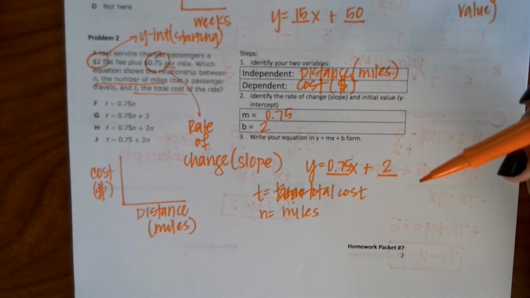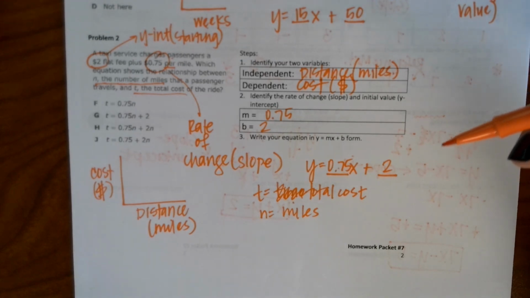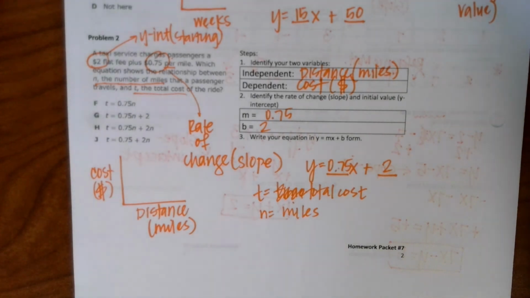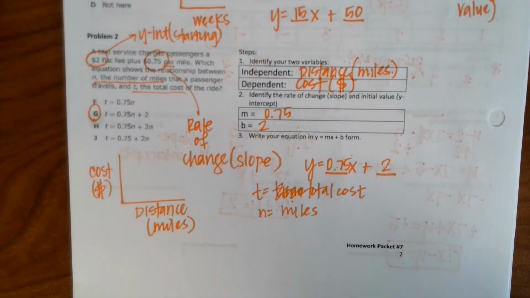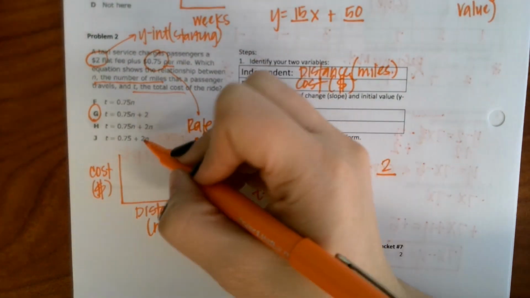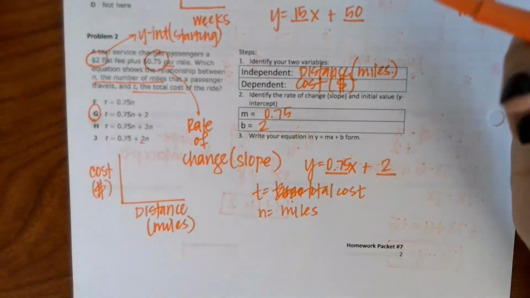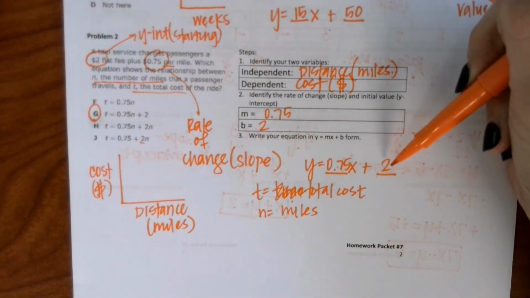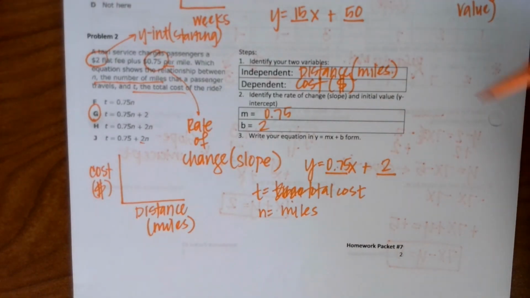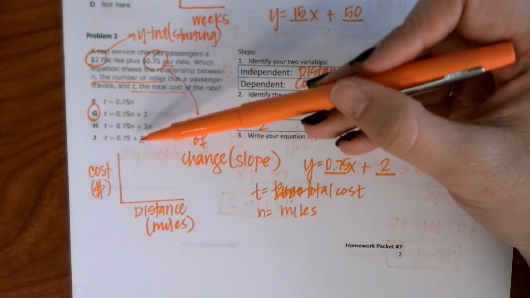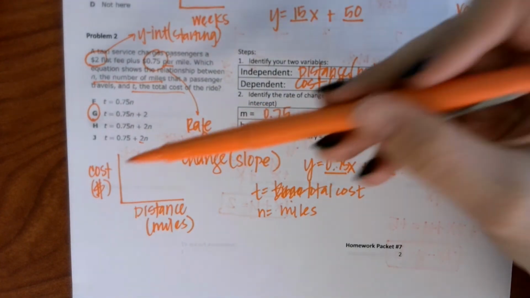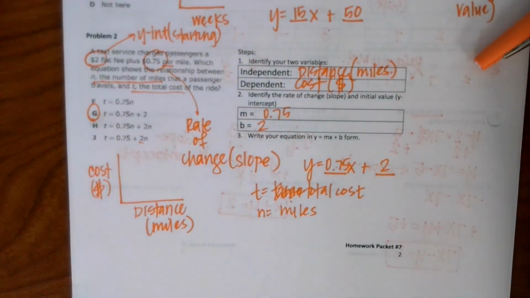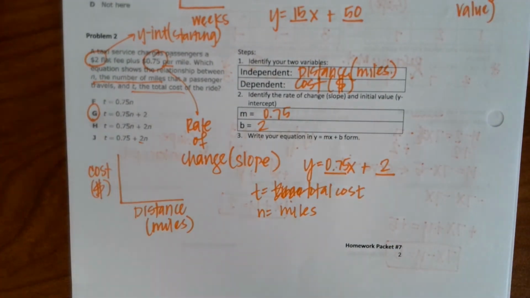Why is it G and why is it not J? What did they confuse in J? They said that the 2 was my what? If it has my variable, was that my slope or was that my y-intercept? No. If I have my variable with my number, what does that mean? Is that my slope or my y-intercept? Slope. J is the most picky answer after G. Oh, we're done with our homework. Isn't that nice?